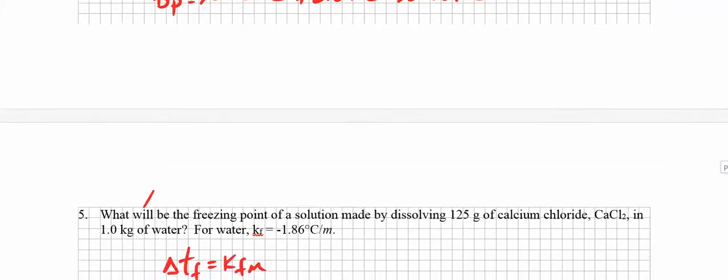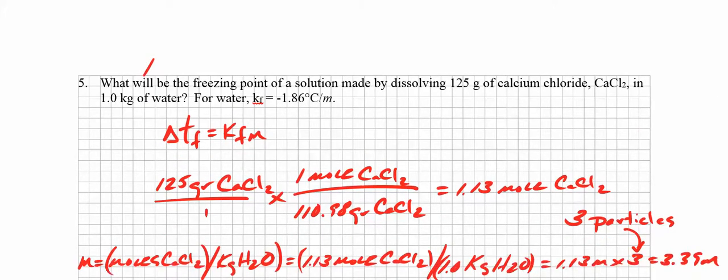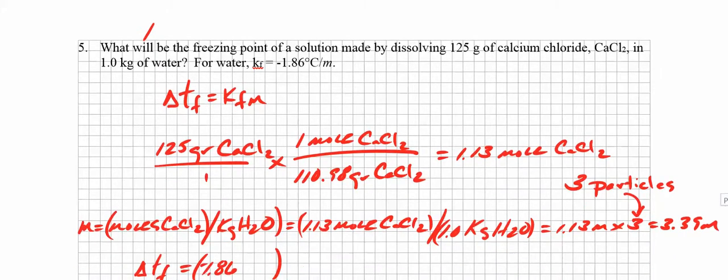The next problem says this: what will be the freezing point of a solution made by dissolving 125 grams of calcium chloride, that's CaCl2, in 1 kilogram of water? For water, the freezing constant is negative 1.86 degrees Celsius per molal. So how would we do this? Well, let's start with our basic formula. The change in freezing temperature is equal to the freezing constant times molality.